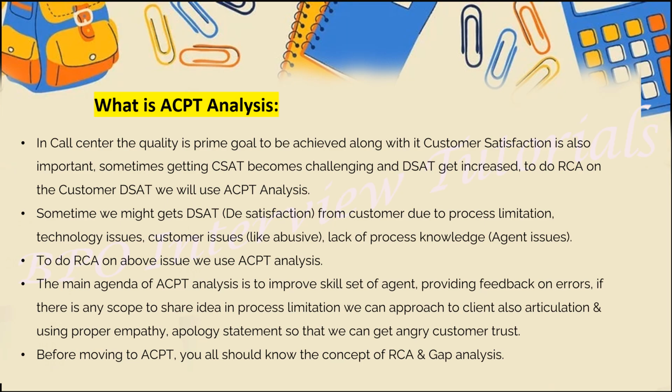I'm not saying this is the only way. People are using lean management, RCAs, gap analysis, PDCA, and also mistake proofing activity. Many more activities are there, and ACPT analysis is also one you can use. I hope this is clear till now. And to improve or remove the DSAT, we will use ACPT analysis.